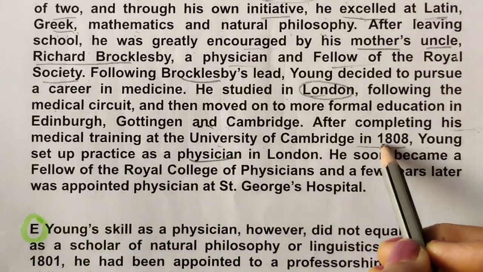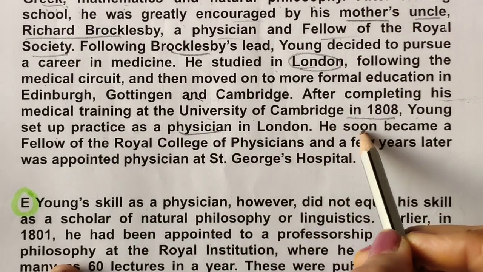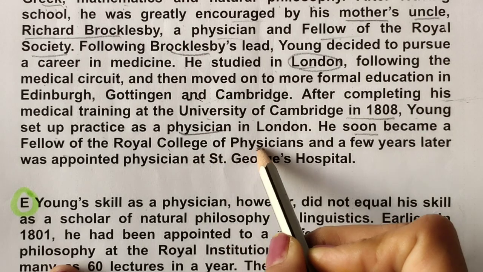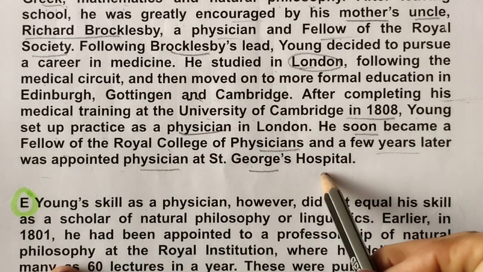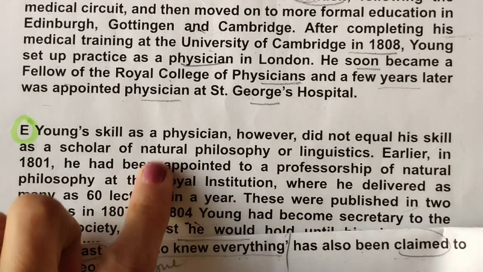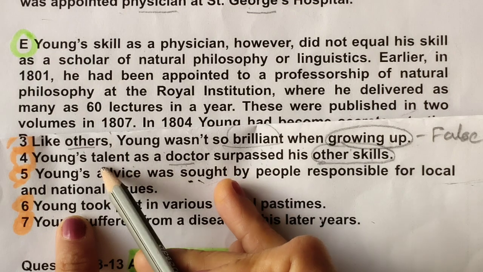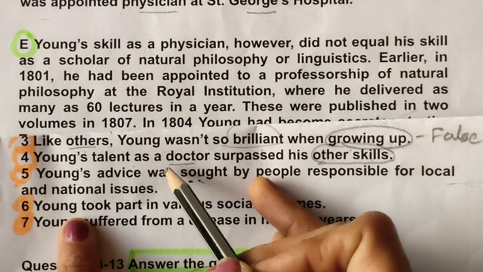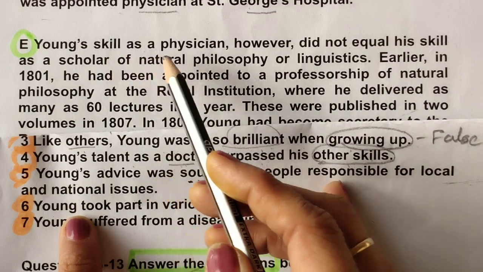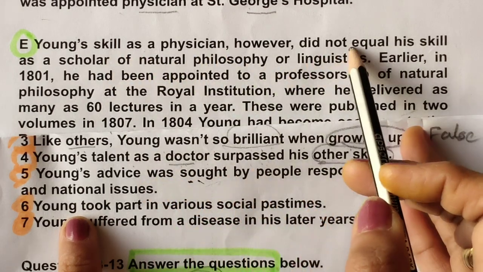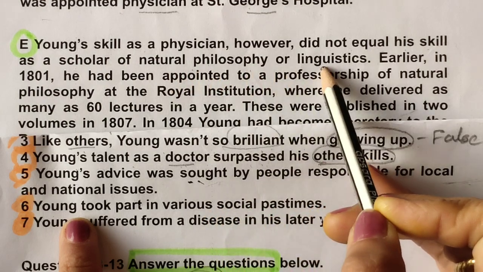University of Cambridge in 1808. Young set up practice as a physician in London. He soon became a fellow of the physicians and a few years later was appointed physician at St. George Hospital. Okay, the word physician is here. So we have got the word physician, which means doctor. Young's skill as a physician, however, did not equal his skill as a scholar of natural philosophy or linguistics.